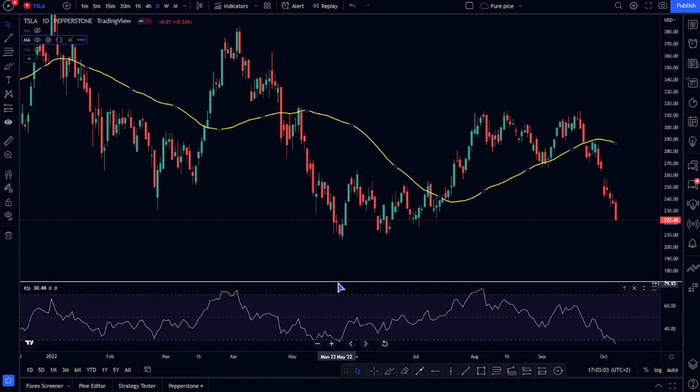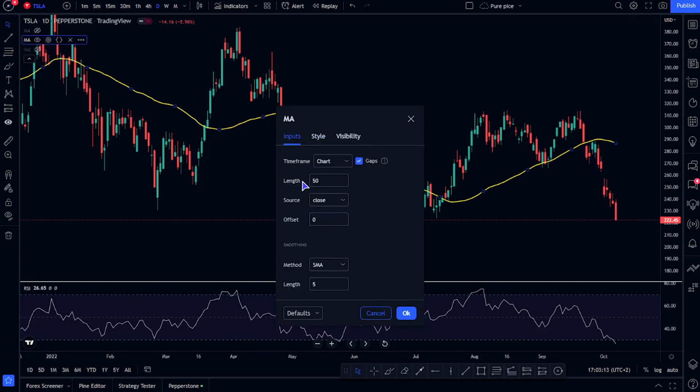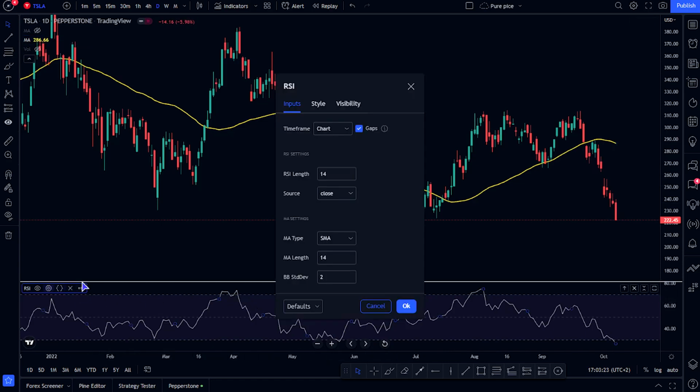If you can see on my screen, I have two important indicators. I have the RSI down below, and then I have the moving average all the way up there. And the moving average, you can see the settings here. It's just the 50 period moving average, so there is nothing special. And then the relative strength index, it's the default setting. So you can see here the length is 14, nothing too special.